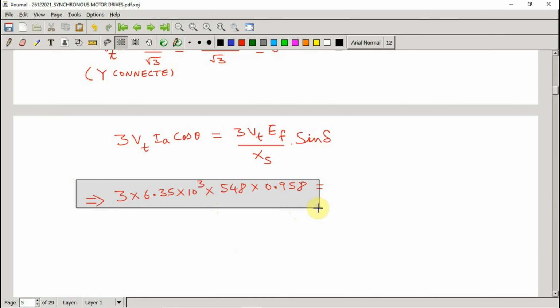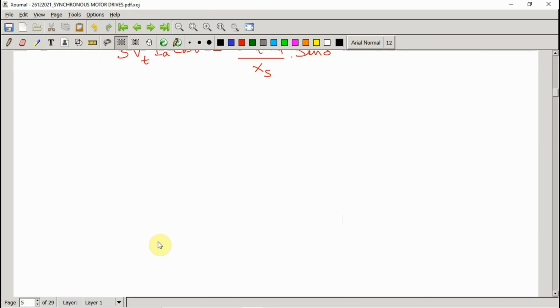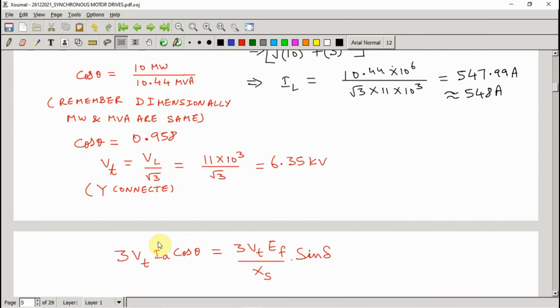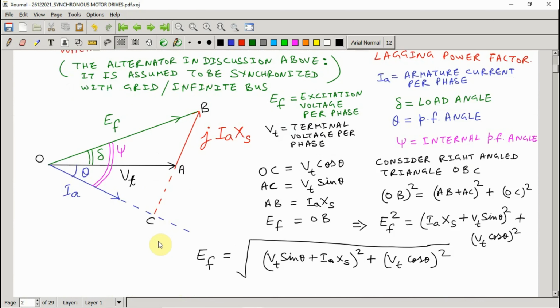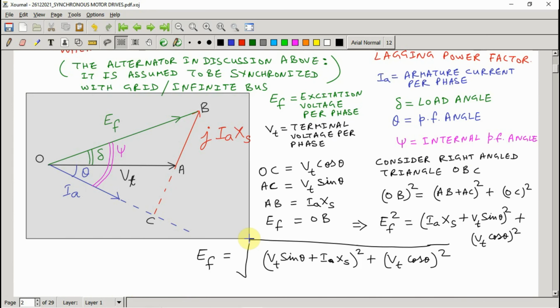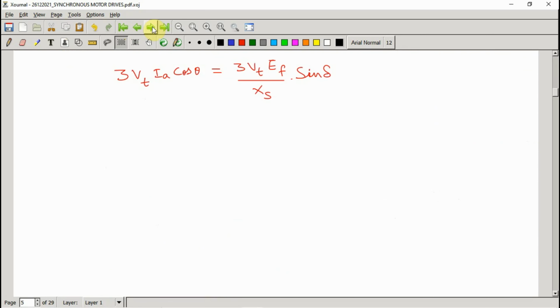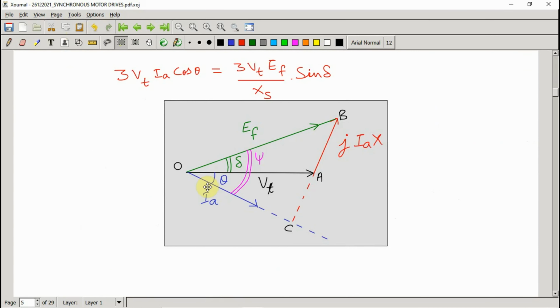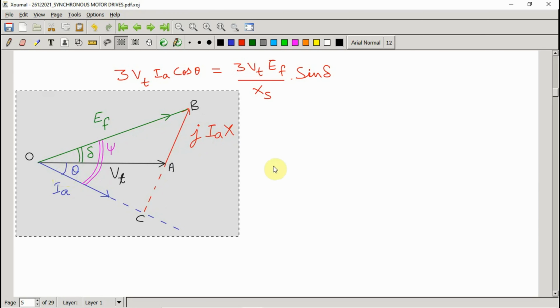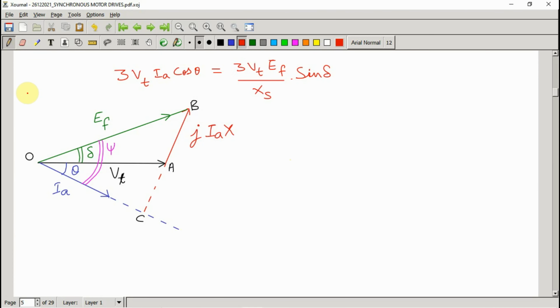You have understood, maybe, why I am going to keep this thing on hold. Let me tell you why. Let us first calculate the value of EF. For calculating EF, I will again take you back to this diagram which we have drawn earlier. It is a very simplified but nice way. It will save a lot of labor in terms of phasor calculation and complex algebra.